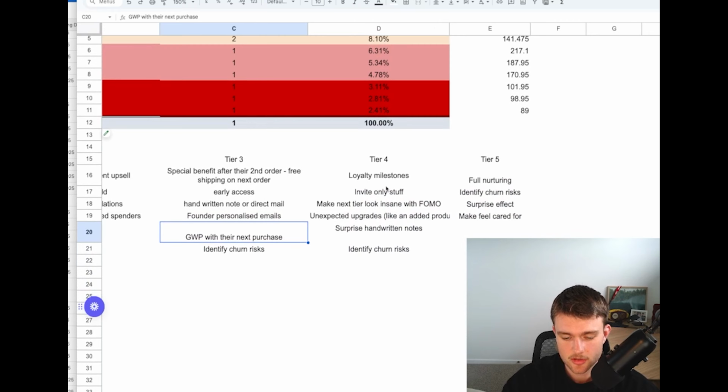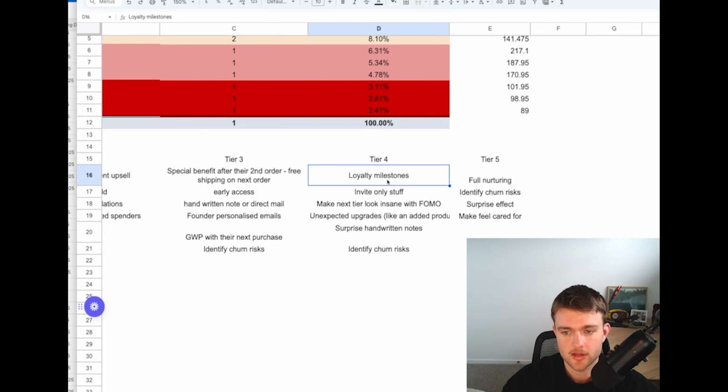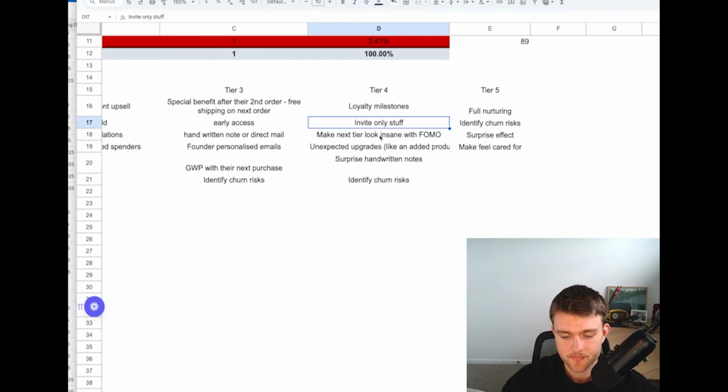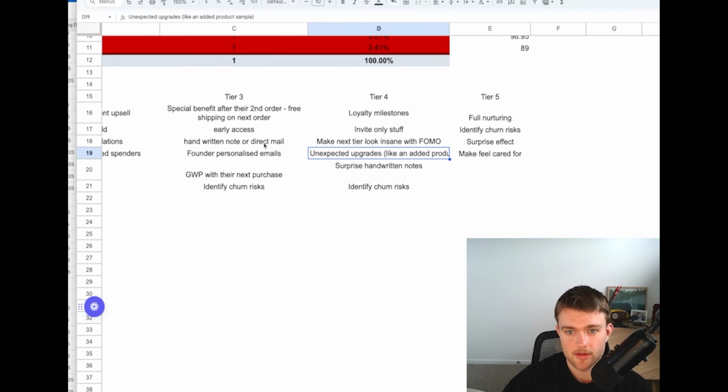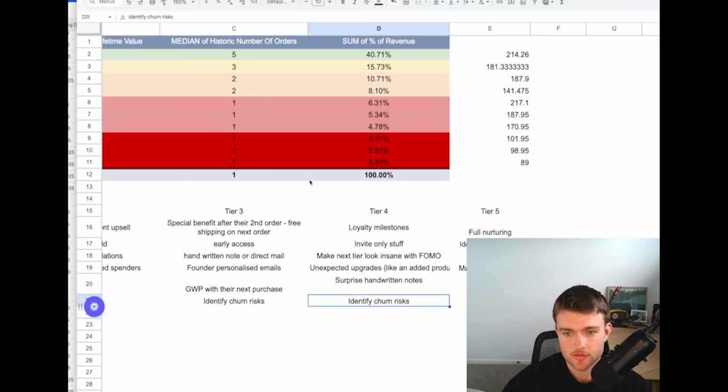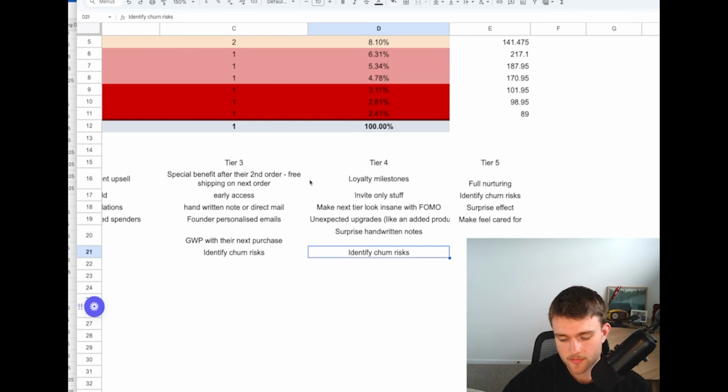Tier 4, focus on the loyalty milestones. Let them know that they're going to become a top 1%er, whatever that is. Invite only events, product launches, whatever it may be. We also want to create a bit of FOMO for these people and show them that they're nearly one of our best customers, and then show the benefits that these people get. Unexpected upgrades, like you can add a random free product or a random sample to their next order, surprise handwritten notes, and we also want to identify and mitigate the churn risk here.